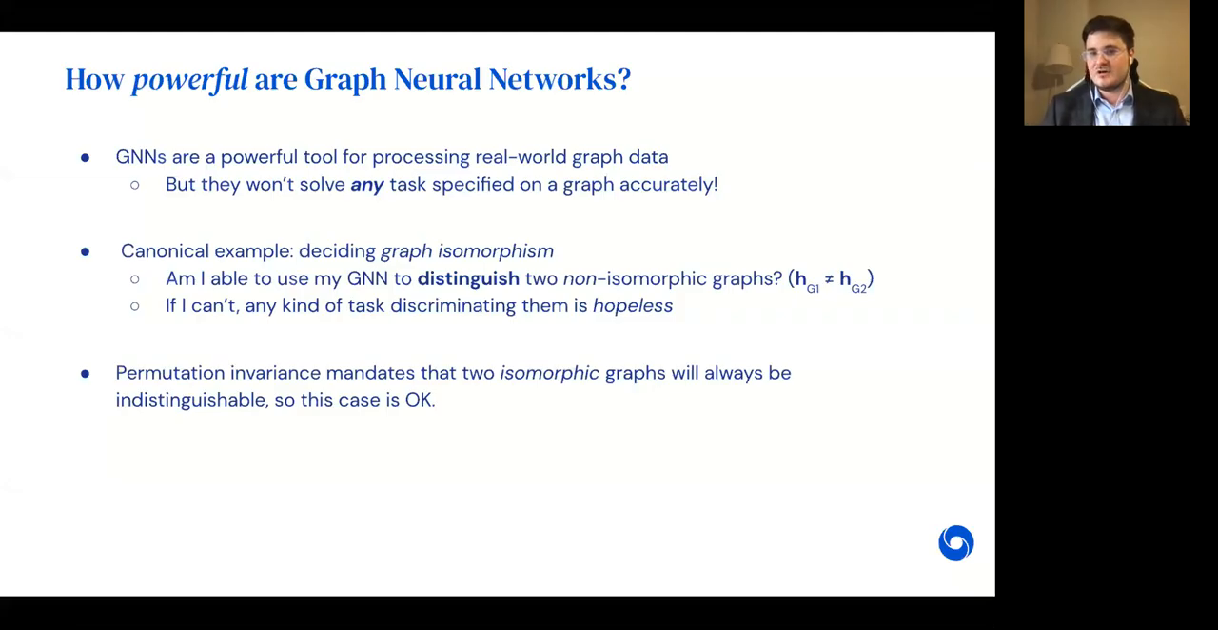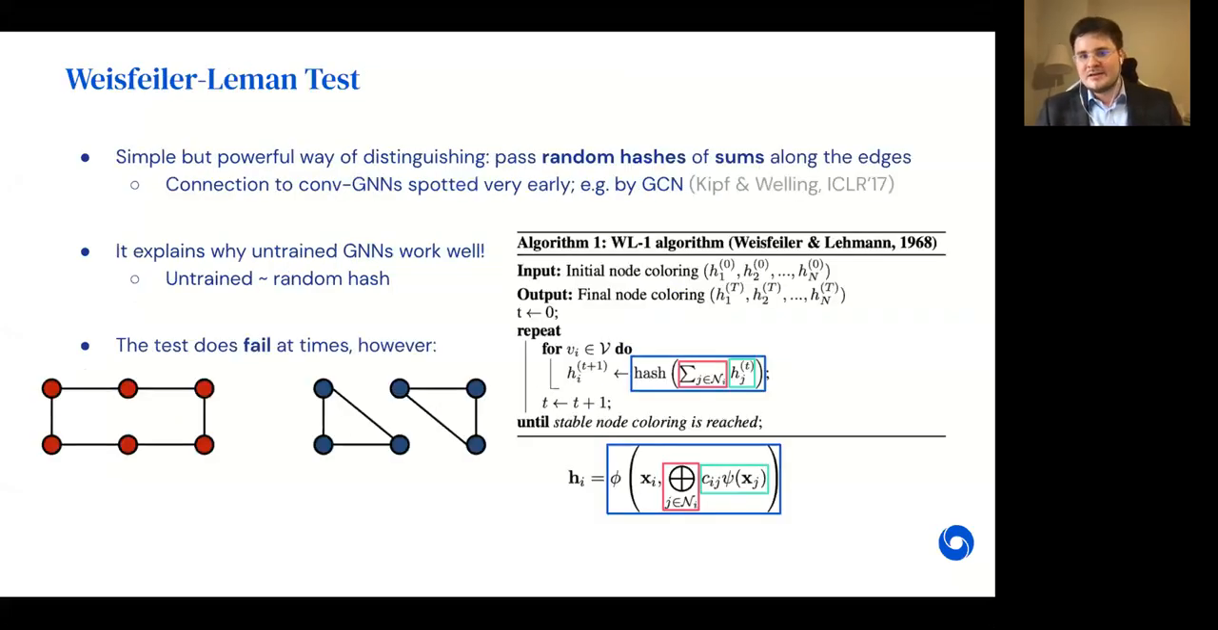So if I have graphs G1 and G2 that are non-isomorphic, will I get different embeddings for the two of them by applying my GNN? If I cannot do that, then any task where I need to discriminate these two graphs is hopeless because they're going to get exactly the same encoding. And one very simple way of distinguishing non-isomorphic graphs is passing random hashes along the edges and summing them up.